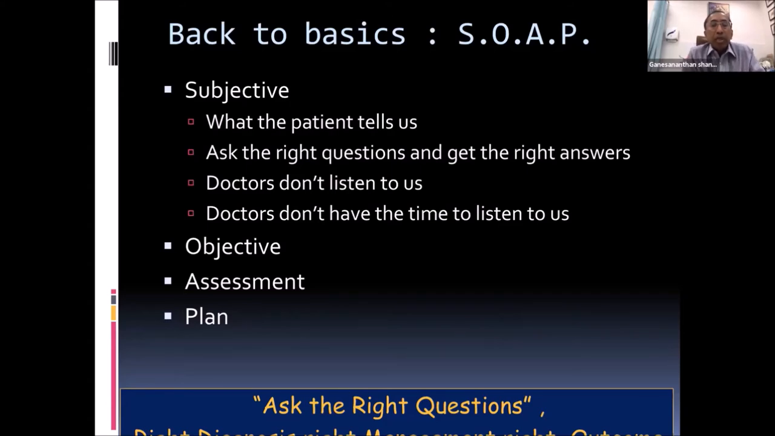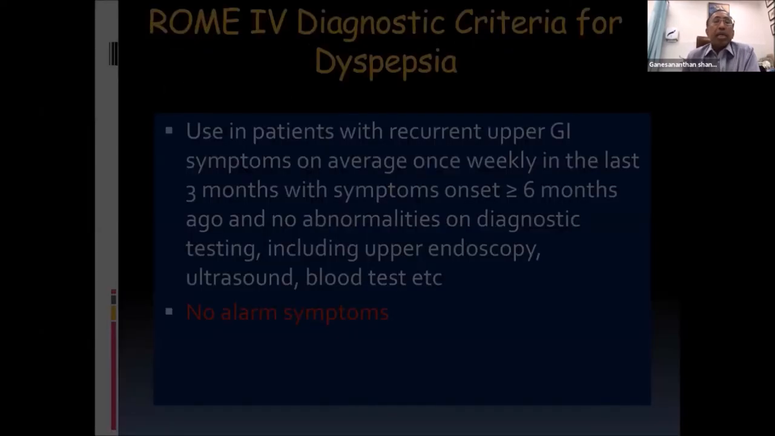Assessment means we investigate the patient. We look and assess what's in the past to assess the present, and we do some tests for the patient. We include blood tests, ultrasound, endoscopy, CT scans, MRIs, urine tests to assess the patient. And then we formulate our plan. So the thing is, you ask the right question, you get the right answers, and this will assist you in the management to get a good outcome for your patient.